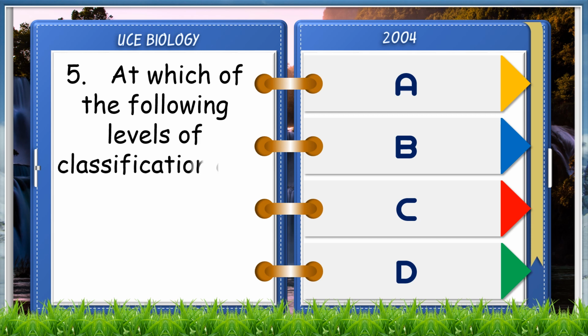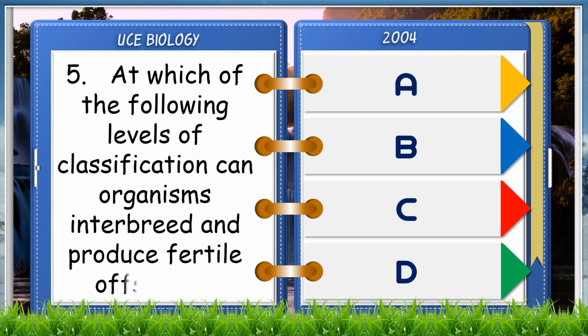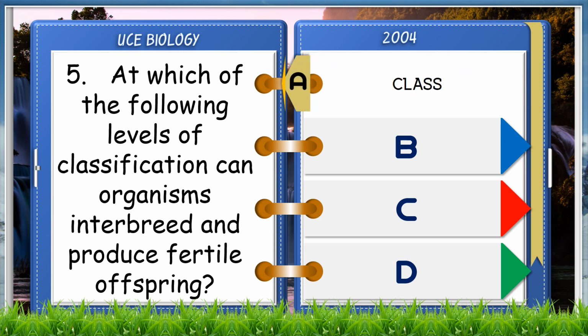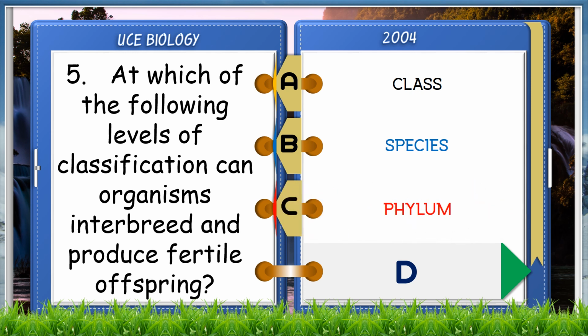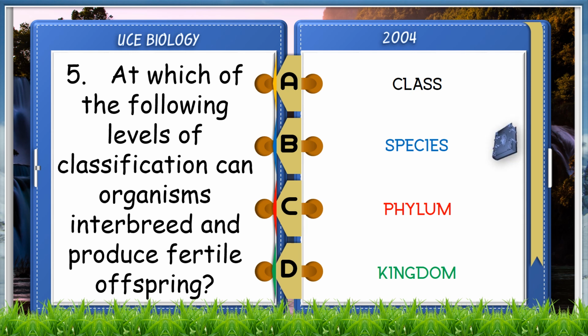At which of the following levels of classification can organisms interbreed and produce fertile offspring? A. Class. B. Species. C. Phylum. D. Kingdom. The answer is B. Species.